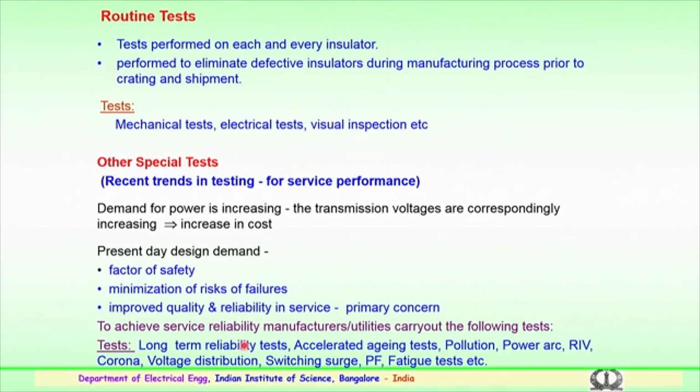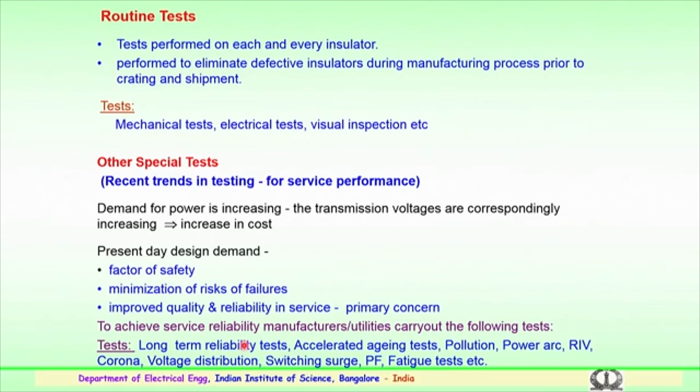As I mentioned, the fourth category is the other special tests. Again, this has come up because of recent trends in testing for service performance. There was a demand for these tests because of the increase in the demand for power, the increase in transmission voltages, and also the increase in cost. So, there should be a factor of safety before the design or the equipment is used in the field, looking at minimization of the risk of failures, with improved quality and reliability being a prime concern in service.